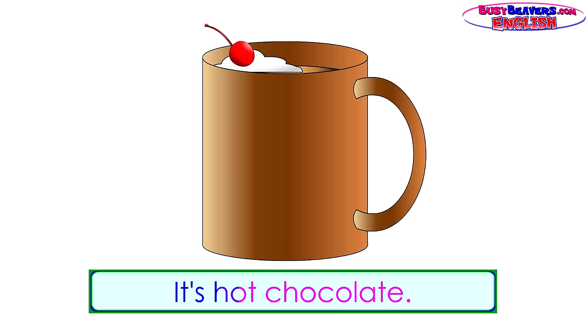What will you eat for breakfast? I will eat eggs and fruit for breakfast. What will you eat for lunch? I will eat rice and vegetables for lunch. What will you eat for dinner? I will eat meat and bread for dinner.